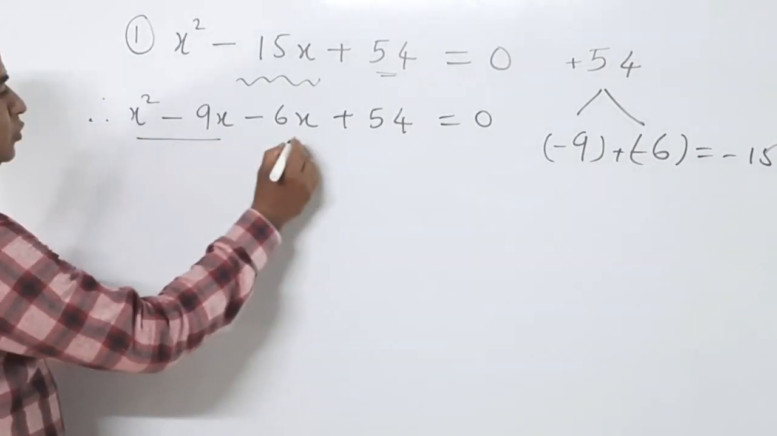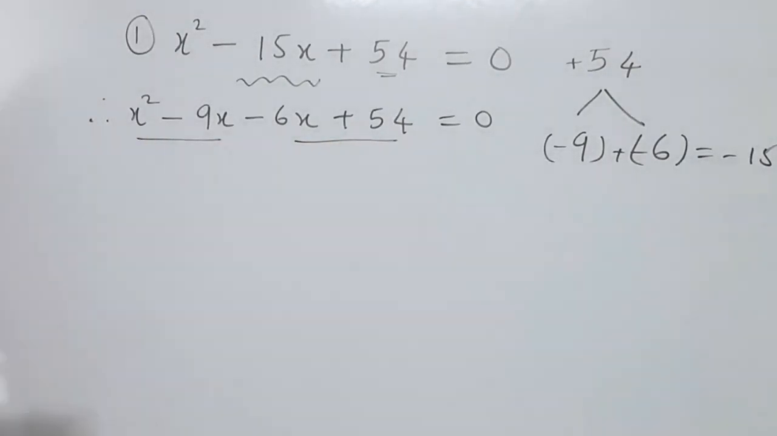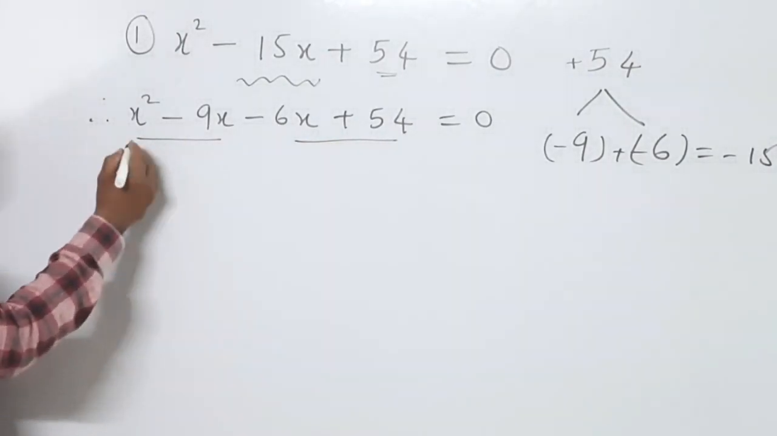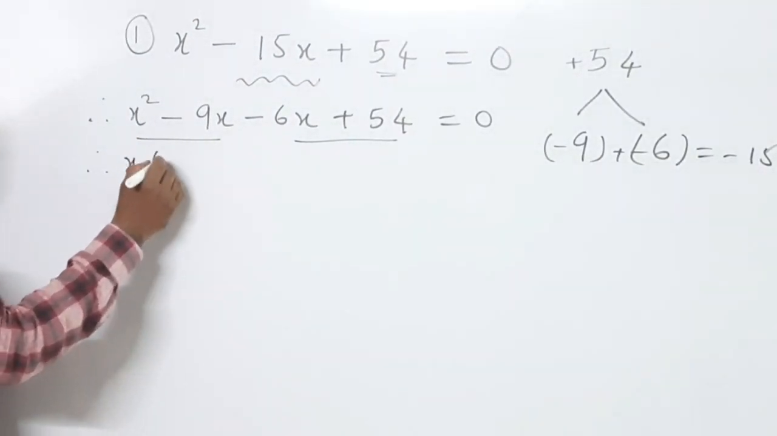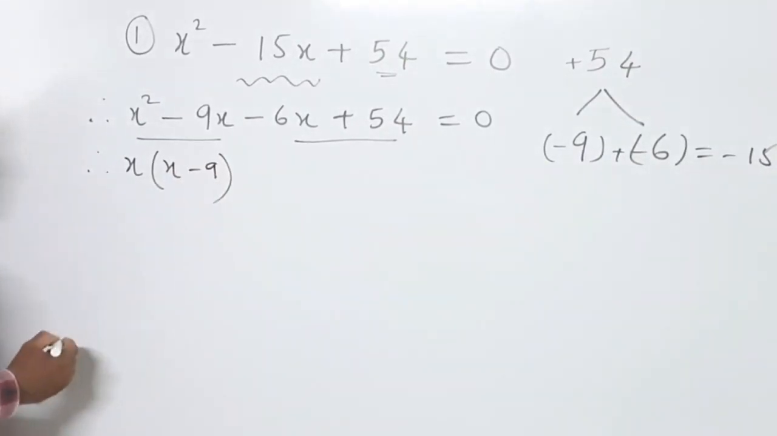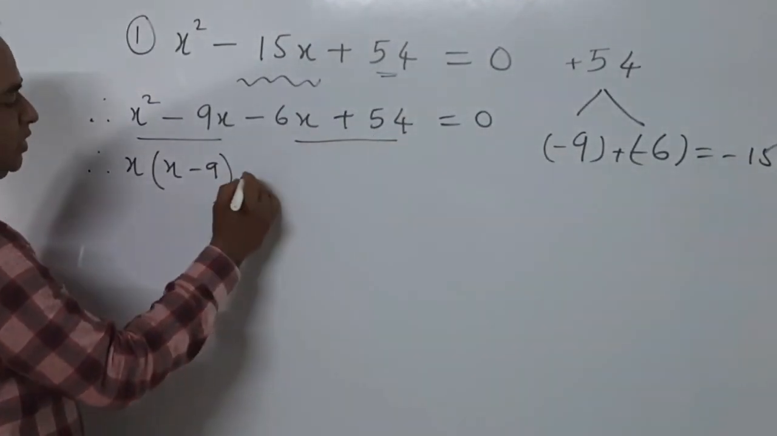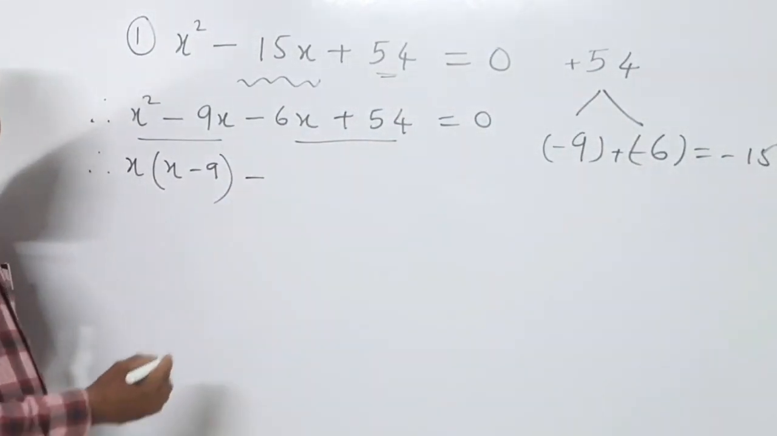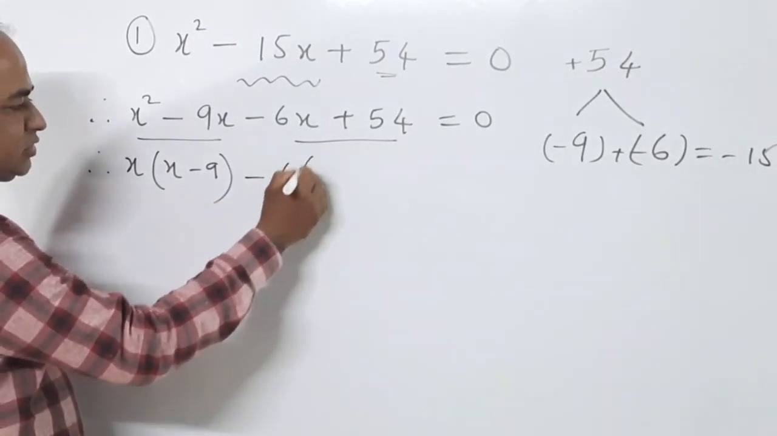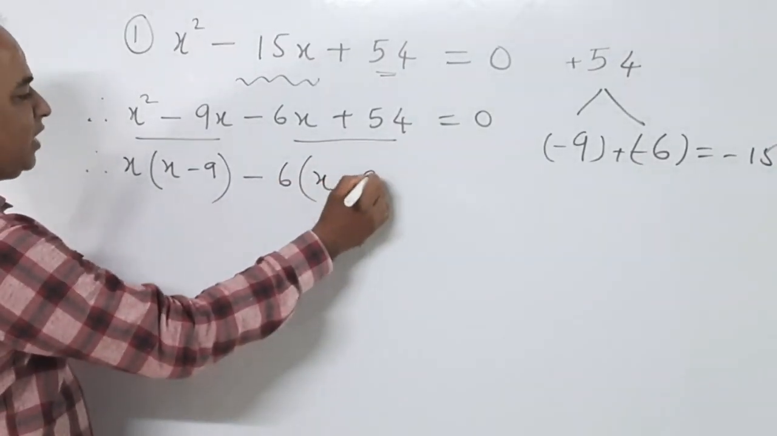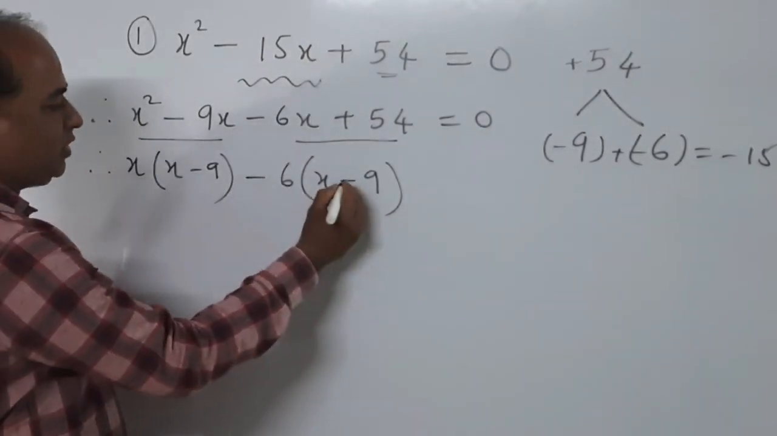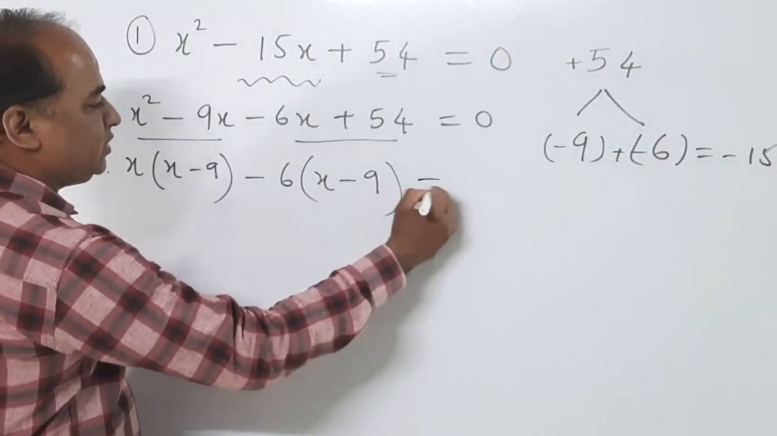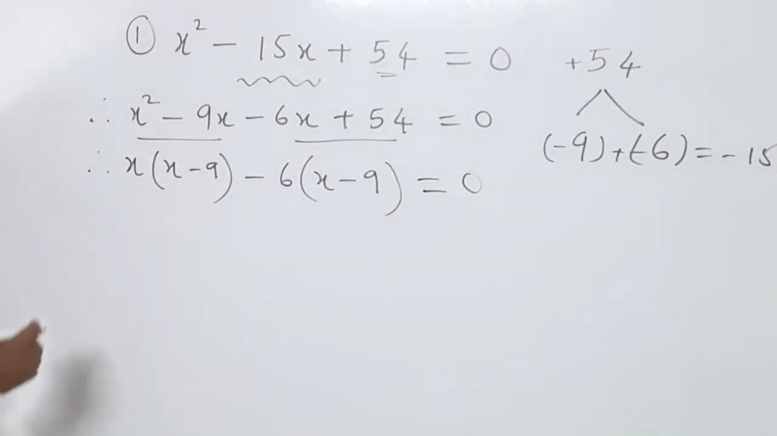Now make the group of two terms and take the common. From the first two terms, the common term is x, in the bracket x minus 9. From the last two terms, the common is 6: 6 times 1 is 6, 6 times 9 is 54. So minus 6 is common, in the bracket x minus 9. Here minus into minus is plus. So minus 6 common inside the bracket x minus 9 is equal to 0.